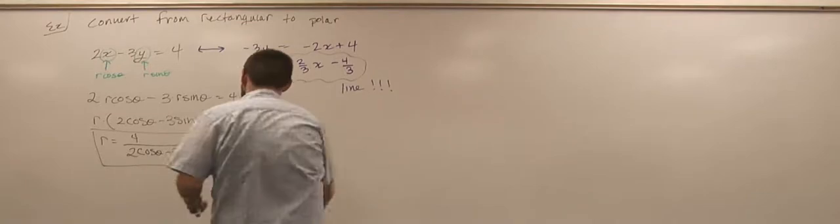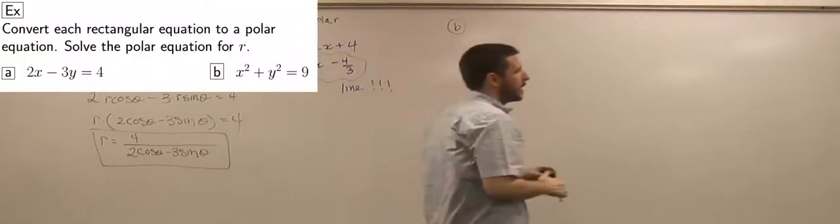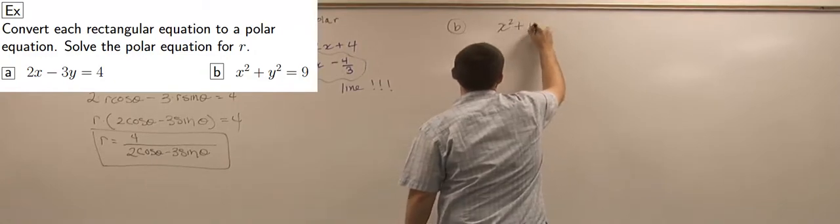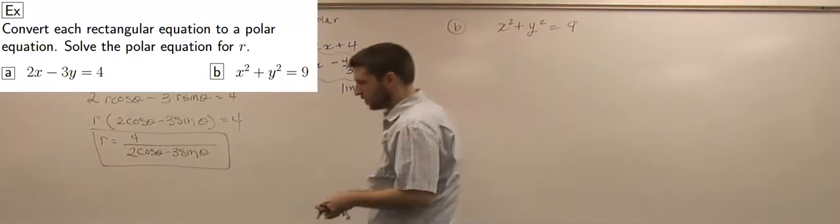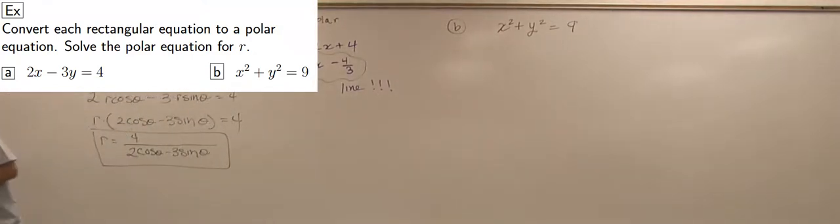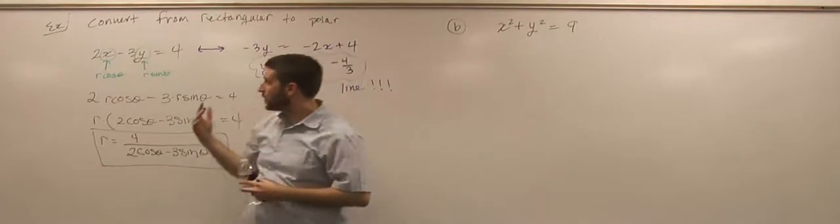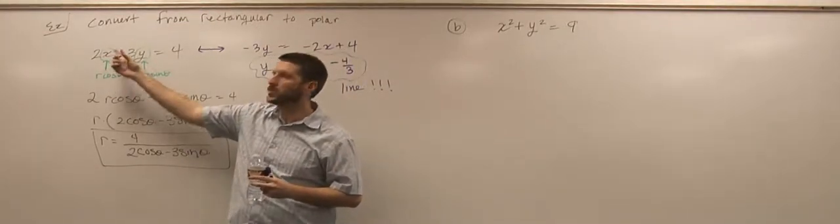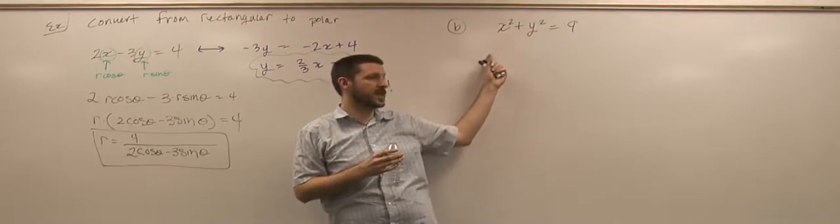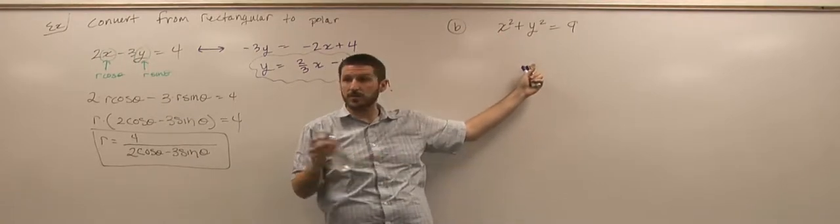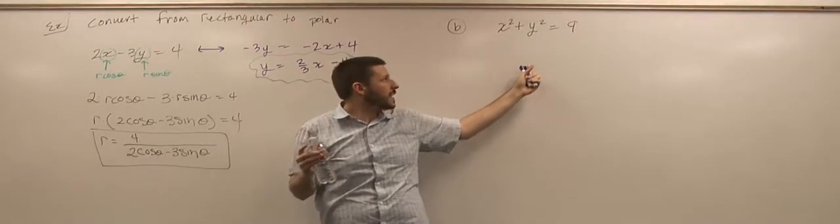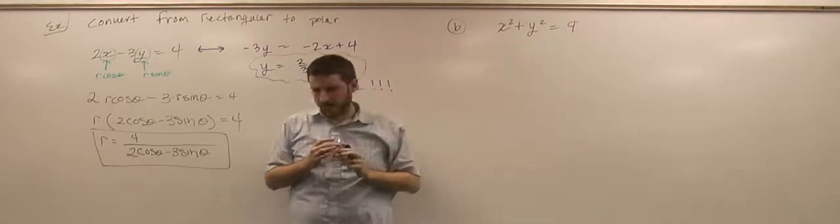Well, let's try part B here. X squared plus y squared equals 9. So there's an easy way and a hard way to do this. Let's do the easy way. If you're comfortable following a process, you would put r cos theta in for x and r sine theta in for y. And you would be right. There's nothing wrong with it. But maybe there's another formula up here we can use instead.